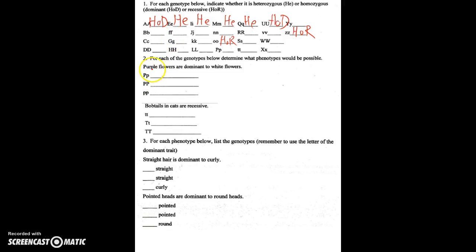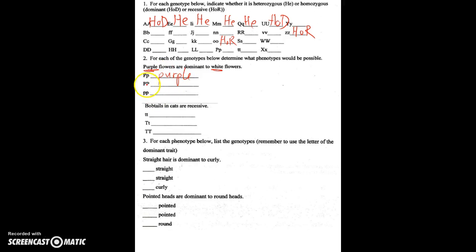So now what we're going to do is say what the phenotype is based on the genotype. So here we have purple flowers are dominant, and white is recessive. So here we have a dominant allele, which is purple, and a recessive allele, which is white, and dominant always wins. So this is going to be purple.